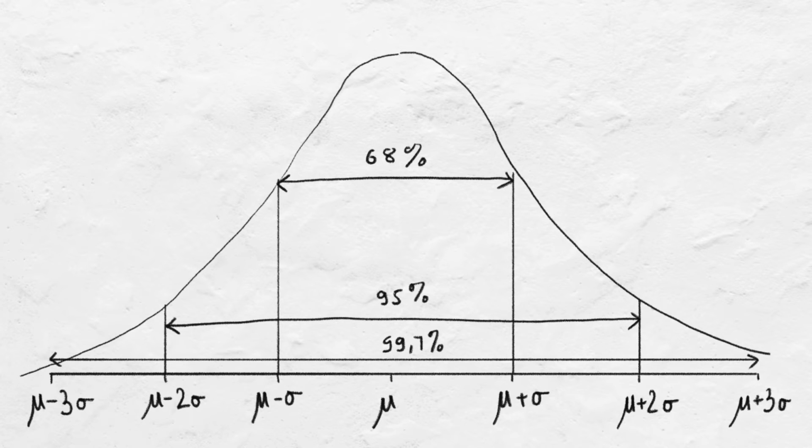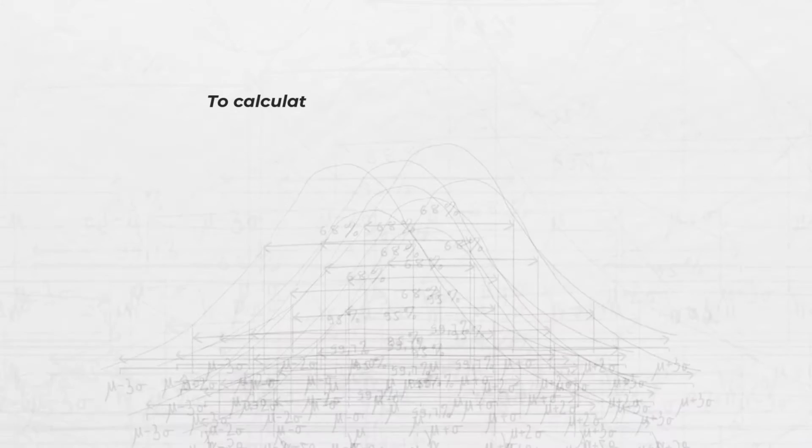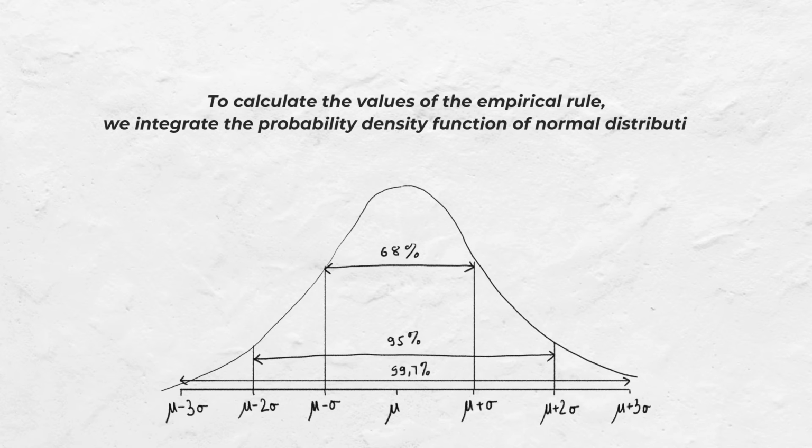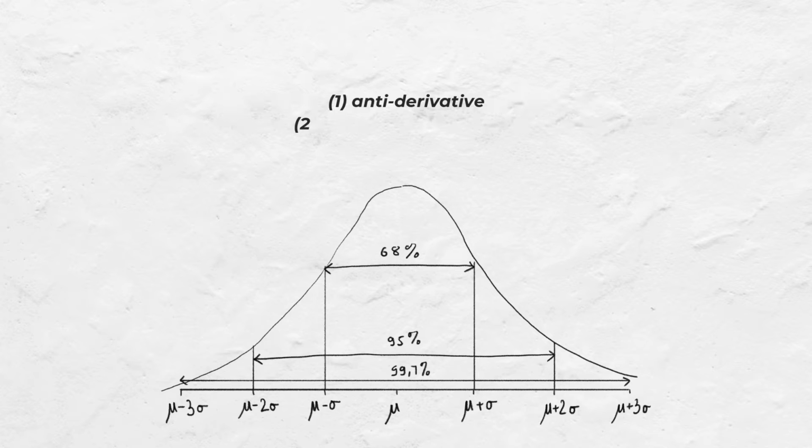The data falling within 1, 2, 3 standard deviations is the area under the curve from mean minus sigma to mean plus sigma, mean minus 2 sigma to mean plus 2 sigma, and so on. Therefore, to calculate the values of the empirical rule, we integrate the probability density function of the normal distribution on 3 deviations. We use 2 methods of integration, antiderivative and numerical integration.